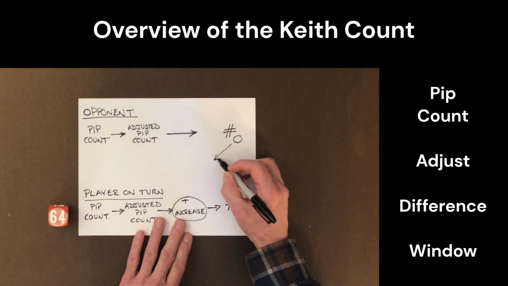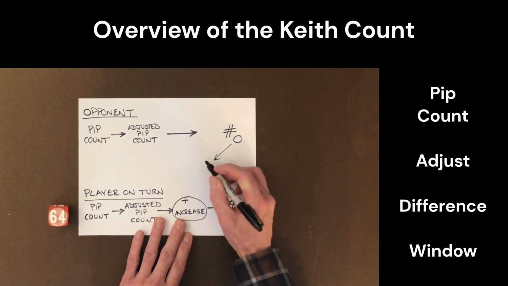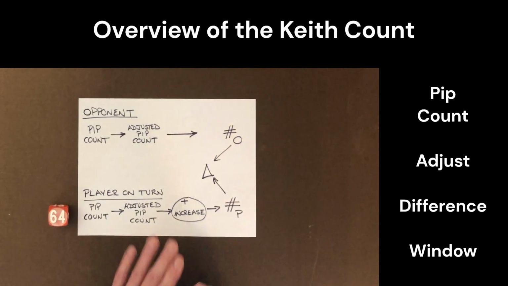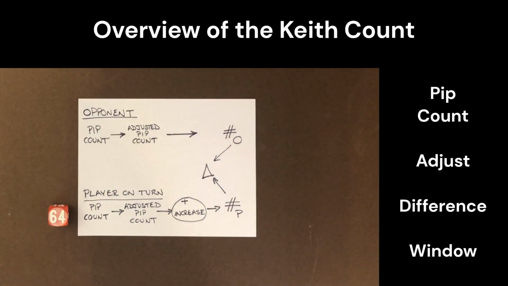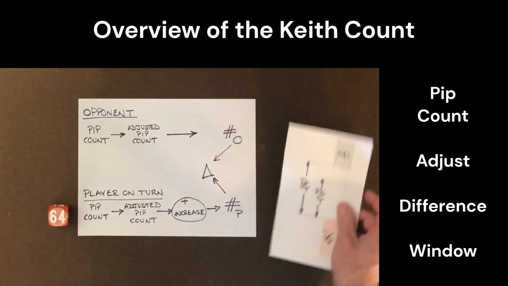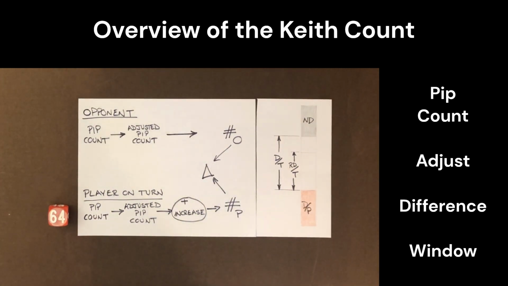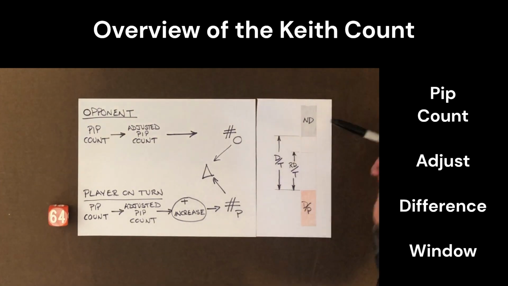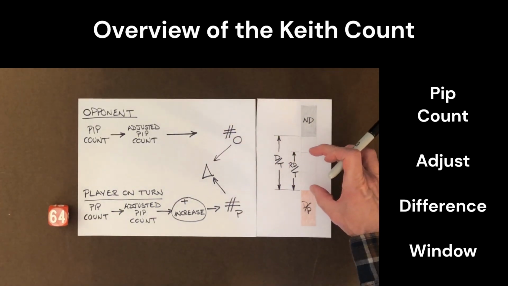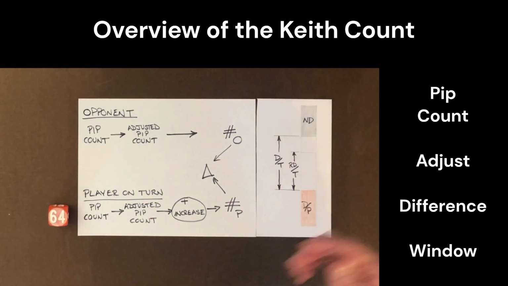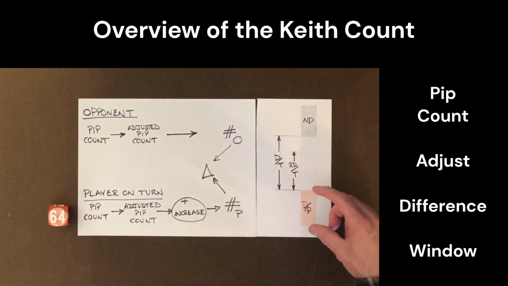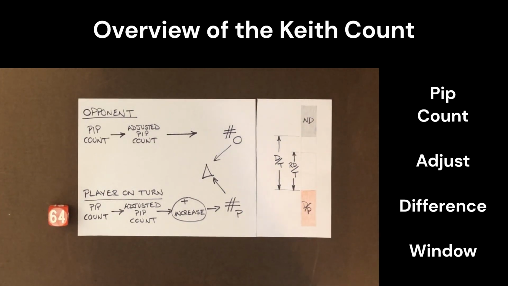We're going to look at the difference between these two numbers. That gives us the number that we're going to use. And that number will tell us which window we are in. Are we in a no double window, a double take window, a redouble take window? Again, with redouble, our window is a little tighter. Our threshold for redoubling is a little higher than the initial cube. Or are we in the double pass window?